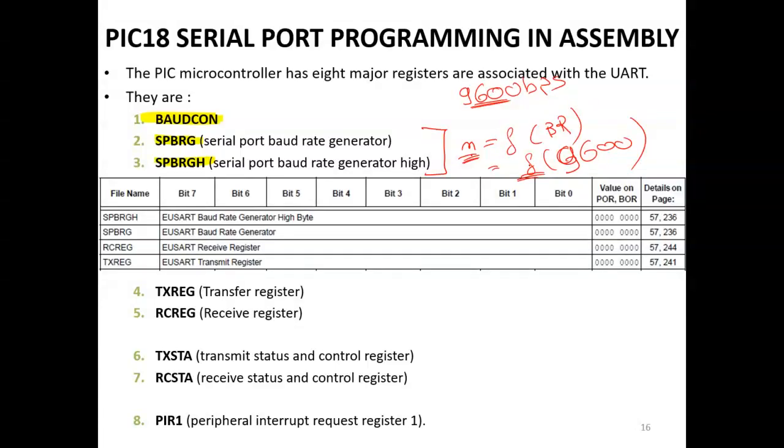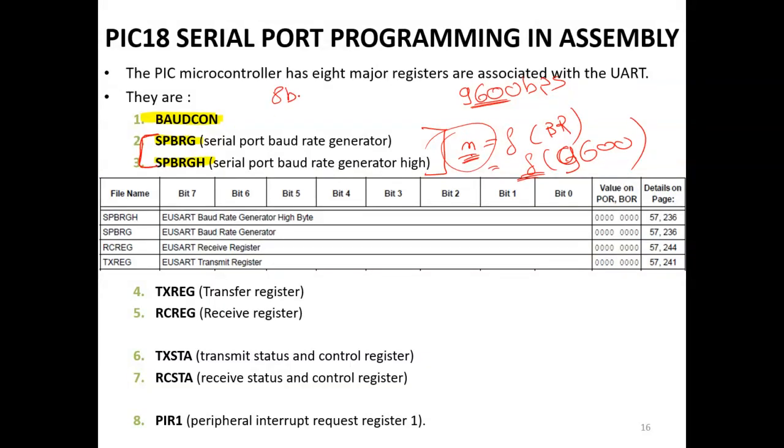So why do I have a formula here? Because the value of n depends on the speed. Is it high speed or is it low speed? It depends also on the type of communication. Is it synchronous or asynchronous? And it also depends on the mode that you are using. We can use the 16-bit mode, or you can use the 8-bit mode. So we'll see a table that summarizes everything.